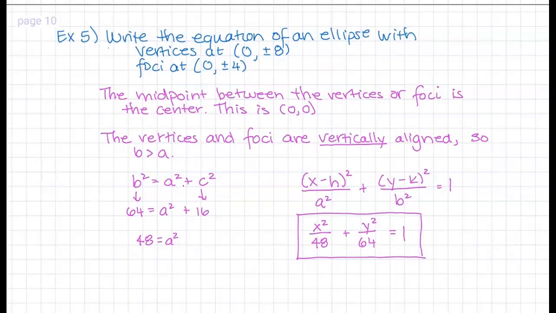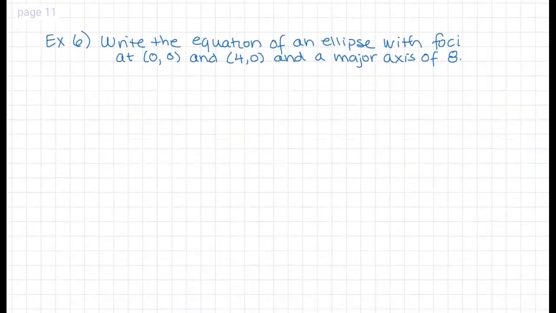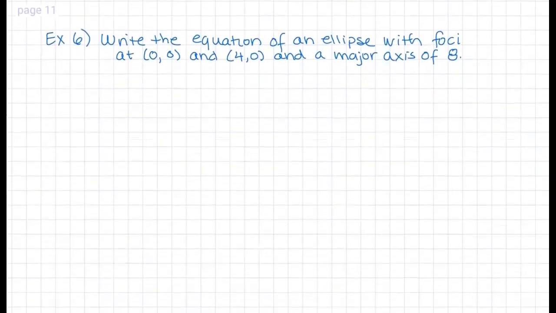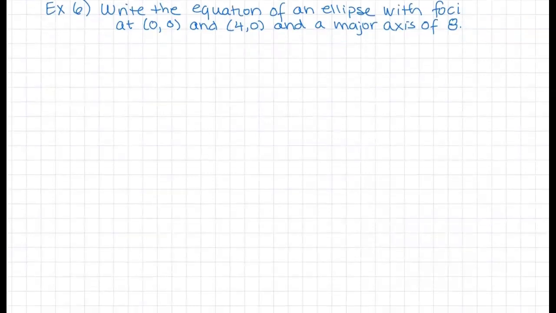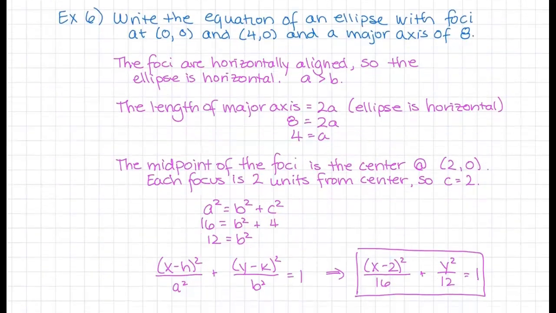One more example. So here's the last example. Again, if you want to just think about this one, go ahead and pause the video. And if not, here we go. So it's still about finding the center and a and b. Write the equation of the ellipse with the foci given here. Let's take a look at the foci.